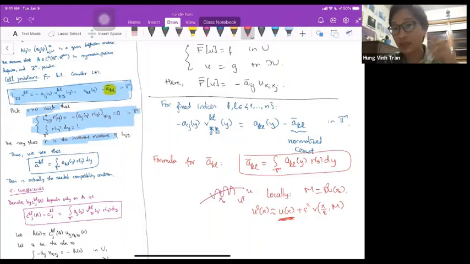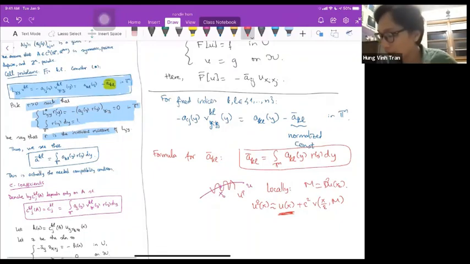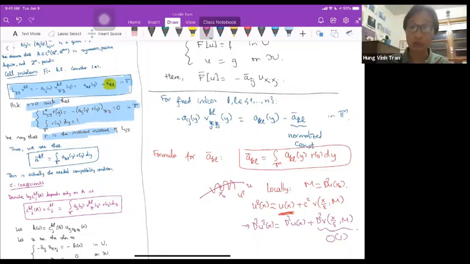So in order to capture the highly oscillatory behavior, when you take the Hessian, d squared of u epsilon is equal to d squared of u of x plus d squared of v of x over epsilon, M. And this is of order O(1). So it's not small anymore.